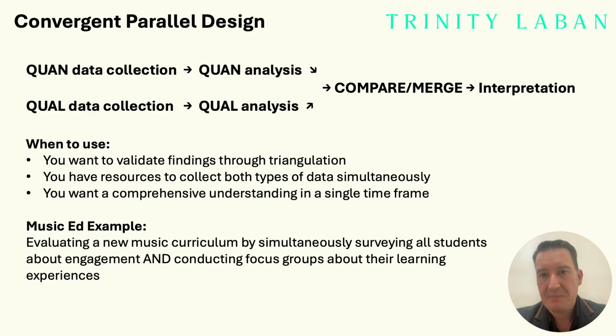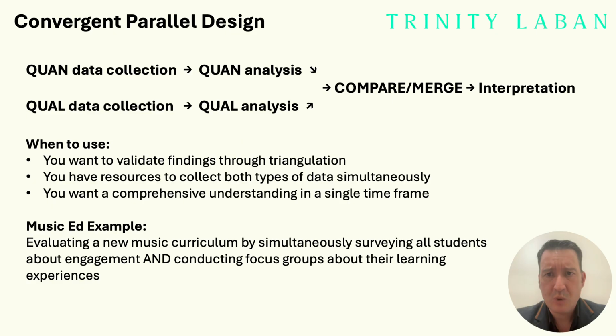So when would you use this type of design? Well, you'd use convergent parallel when you want to validate findings through triangulation. So you're getting at the same phenomenon from 2 different angles to see if your findings converge. It's also useful when you want a comprehensive understanding in a single time frame. So maybe you're doing a program evaluation and stakeholders want both breadth and depth of understanding relatively quickly. Or perhaps you want to compare different perspectives on the same issue. What do the numbers say versus what are people's experiences?